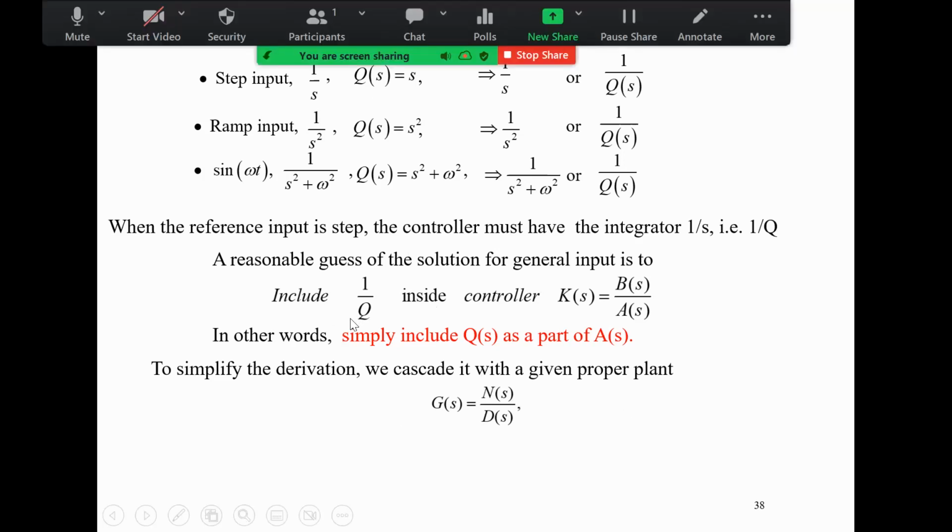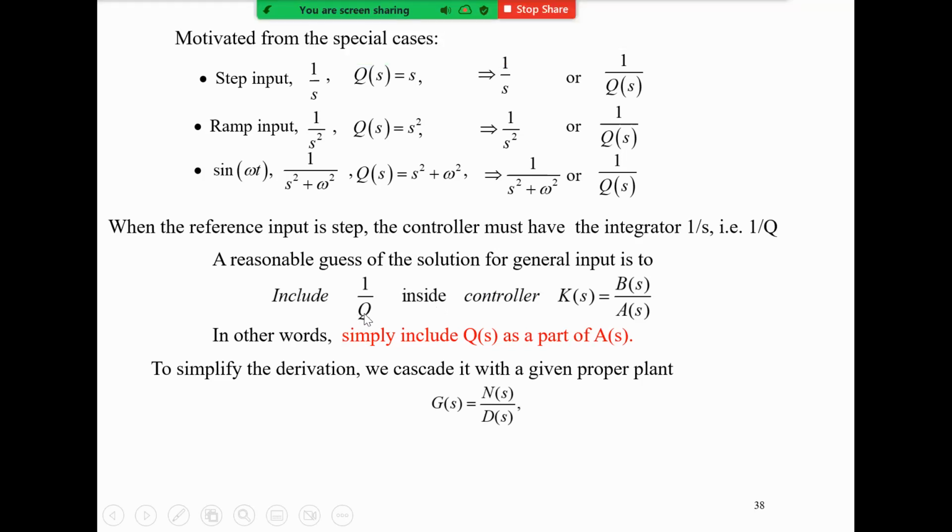Of course, you may say, hey, we don't know the disturbance, right? We don't know the exact value of the disturbance, but we know the property of the disturbance. If it's a constant, we know S will be in the denominator. If it is a ramp, we know S squared will be in the denominator. So that's what you need to know. You don't need to know the exact values of those constants or the slope of your ramp. Okay.